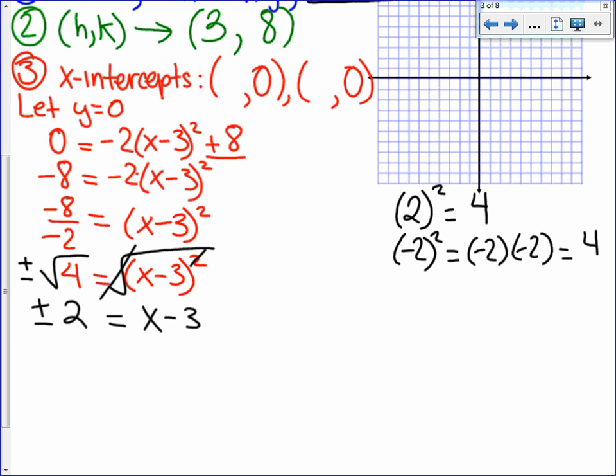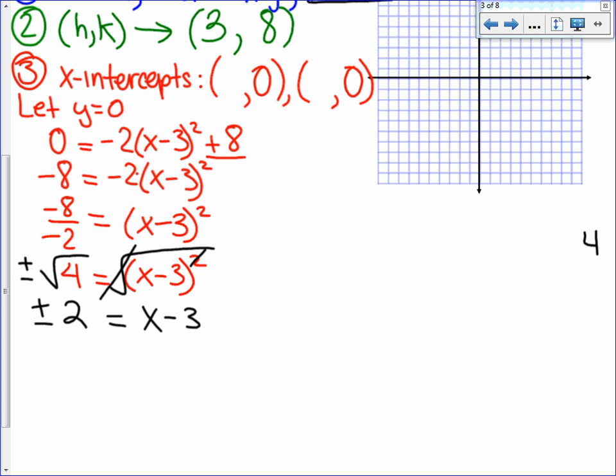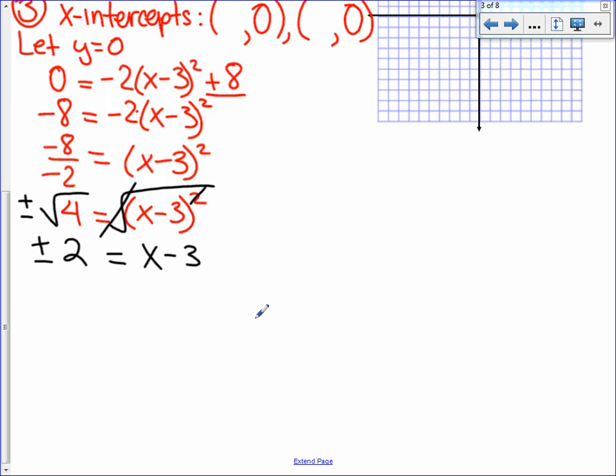Now from here, we are going to have two equations. One with a +2 and one with a -2. So +2 is equal to x minus 3, and -2 is equal to x minus 3.